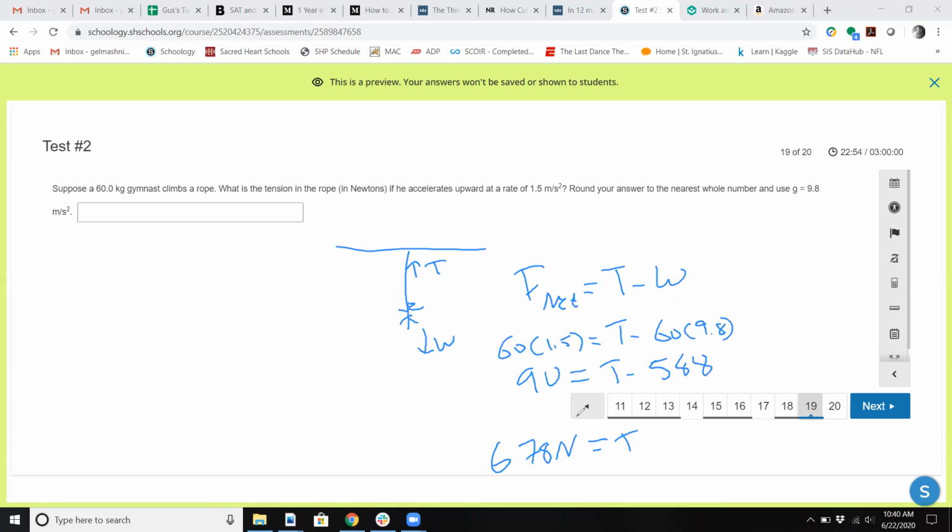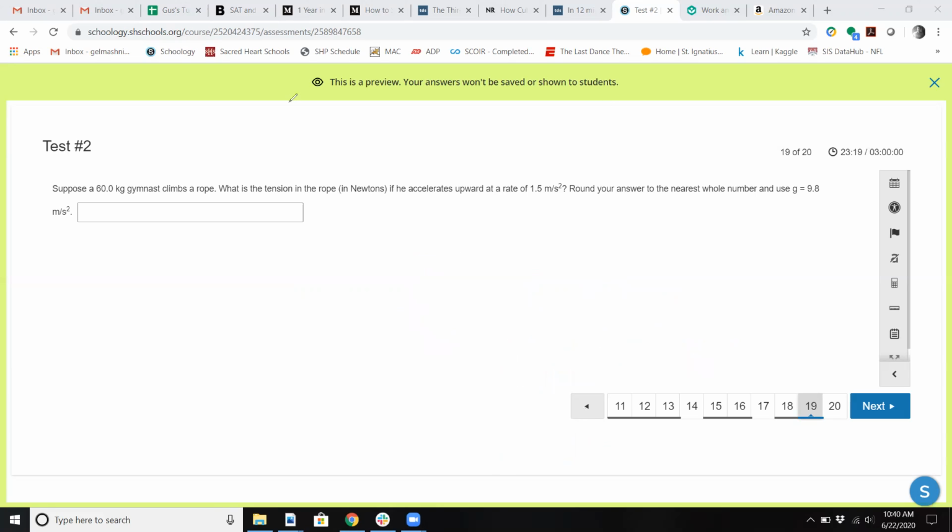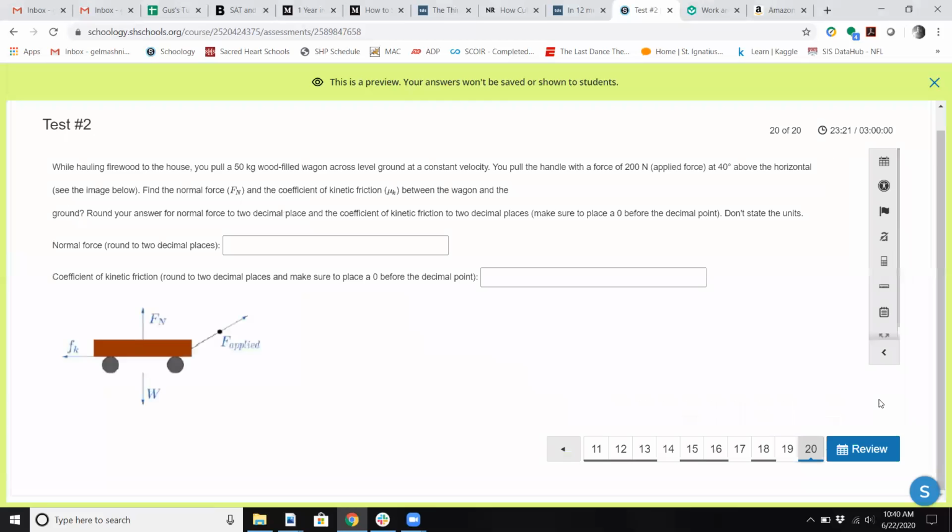If you just stood there or stayed on the rope and didn't move at all, then of course your tension is going to equal the weight due to gravity. But because you're tugging on it, and you're pulling yourself up, that's going to add more tension to the rope, right? So that also kind of makes sense. It should be higher than 588. And lastly, this one.